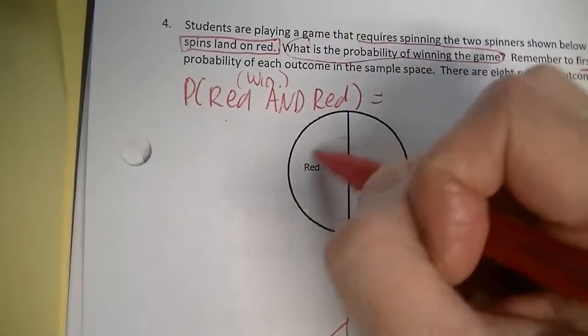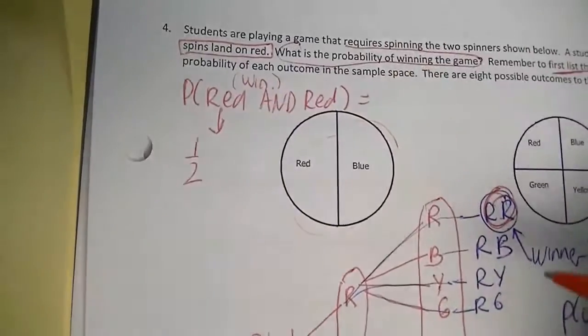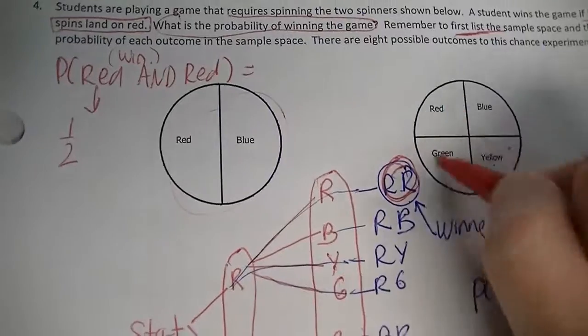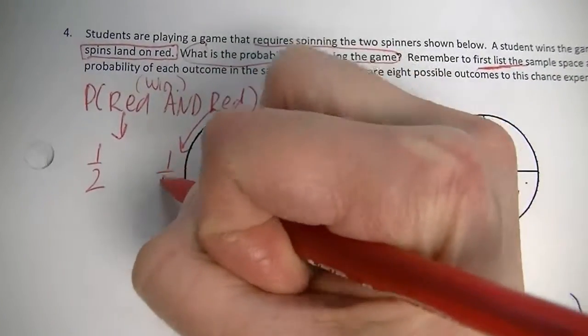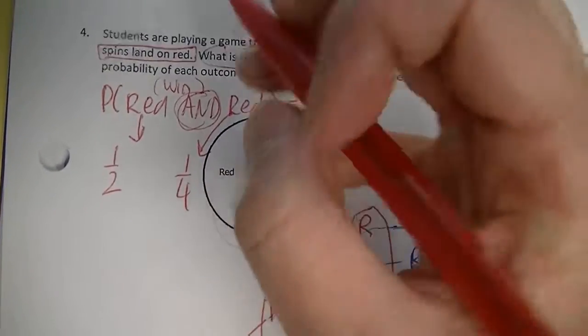Okay? And that's going to be to win. So the probability of landing on red on this guy right here is 1/2. Okay? And then the probability to land on this guy over here is 1 out of 4. And then, and only in probability will and mean to multiply.